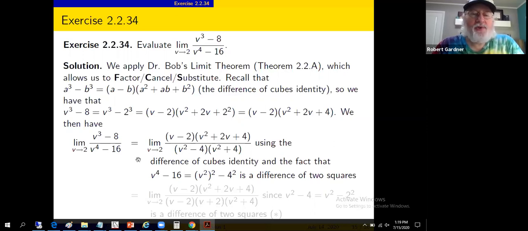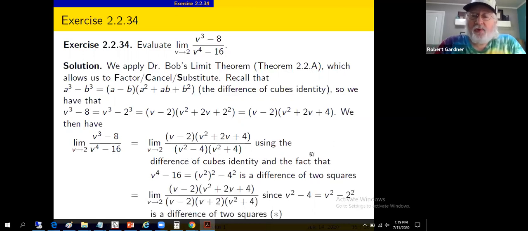Foil it out, and indeed you'll get v squared squared, v to the fourth, minus 4 squared, the 16. So difference of two perfect squares. Actually, here's another difference of two perfect squares, that v squared minus 4. Okay, well then let's take the v squared minus 4. Let's factor that as well as a difference of two perfect squares, v squared and 2 squared, and write it as v minus 2 times v plus 2. So I just listed it as two separate steps. I think it's easier to follow. So we got it factored.